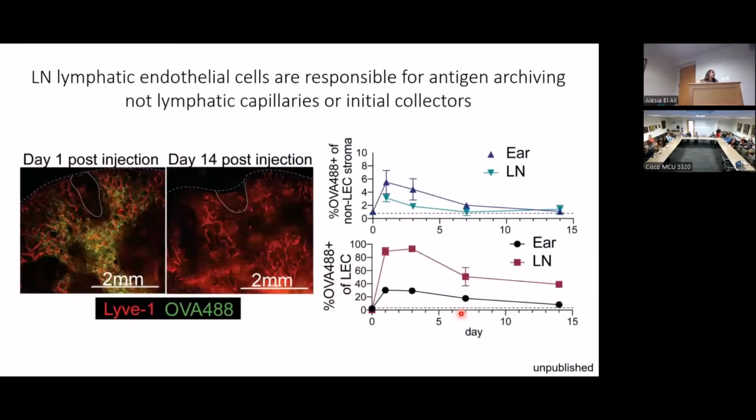And is that why you're seeing this increased protective immune response? And so what you can see here is we've injected the ear of the mouse, and in red are the lymphatic capillaries that drain into the local draining lymph node. And at day 1 post-immunization with a fluorescently labeled antigen, you can see there's lots of green, right? So the antigen is there.